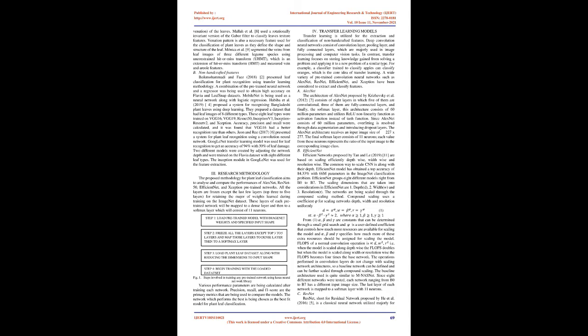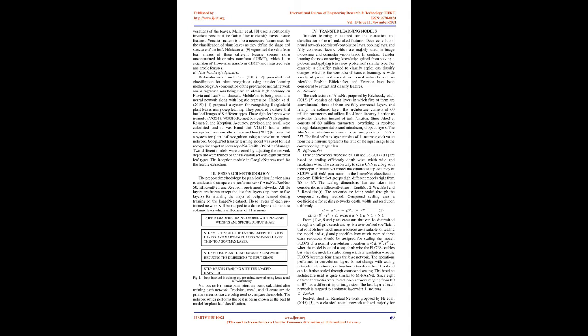MobileNet is being used as a neural network along with logistic regression. Habiba et al., 2019 [4] proposed a system for recognizing Bangladeshi plant leaves using deep learning. They prepared a dataset that had leaf images of 8 different types. These 8 leaf types were trained on VGG16, VGG19, ResNet50, Xception v3, Inception ResNet v2, and Xception. Accuracy, precision, and recall were calculated, and it was found that VGG16 had a better recognition rate than others.